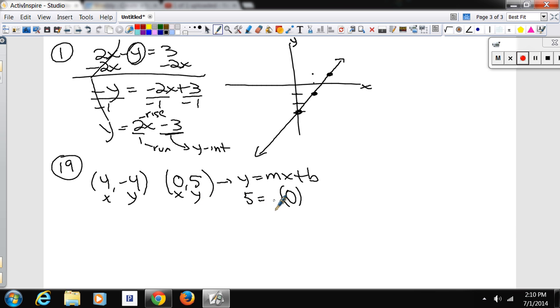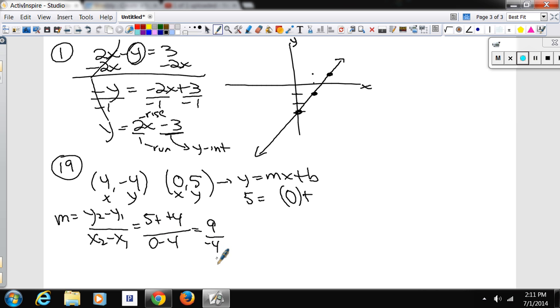I don't know what m is, and I don't know what b is, but there is a formula for m. If you remember, y2 minus y1 over x2 minus x1, 5 minus negative 4 over 0 minus 4. You cross cancel or add opposite there, you're going to get a 9 and a negative 4. So this would be negative 9/4 plus b. Negative 9/4 times 0 is still 0, so really it's just going to be 5 equals b.